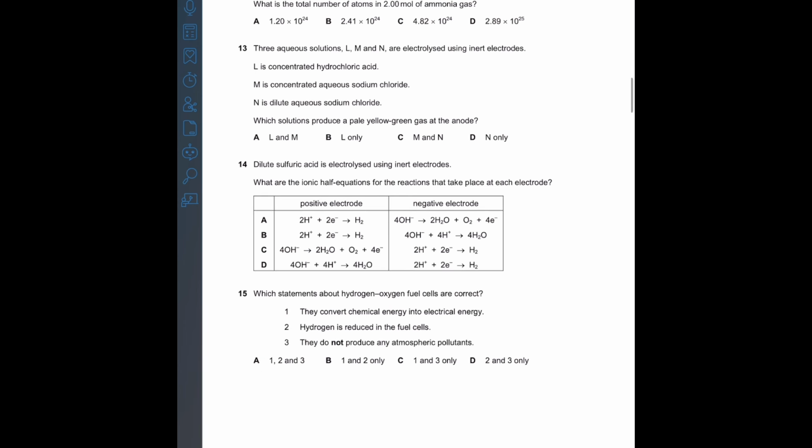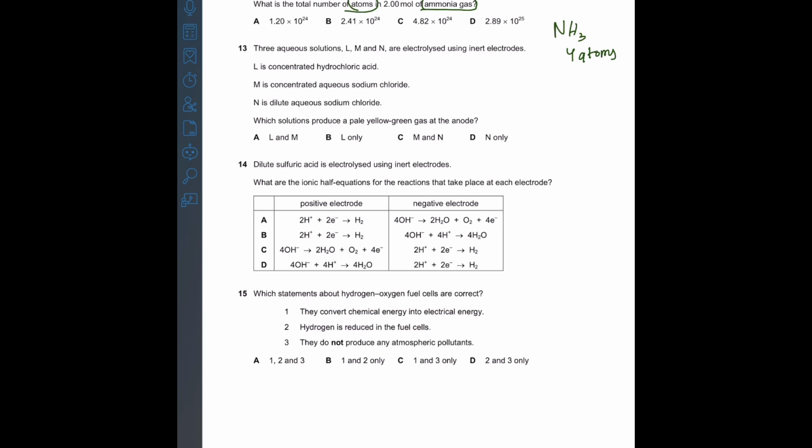Now question number 12. The value of the Avogadro constant is given, and we are asked to find the total number of atoms. Make sure you read the question carefully, because here they are asking for atoms, not the molecules, for ammonia gas. Ammonia is made up of 1 nitrogen and 3 hydrogen, so a total of 4 atoms. So first we find how many ammonia molecules there are.